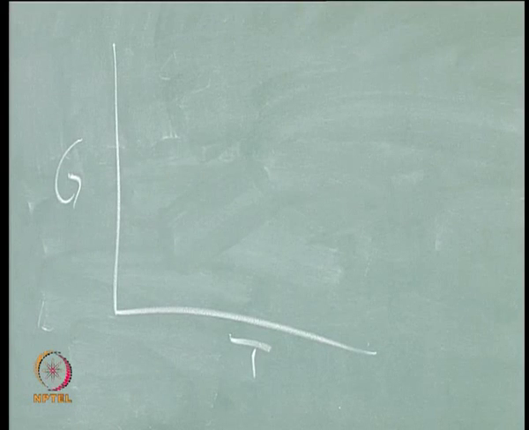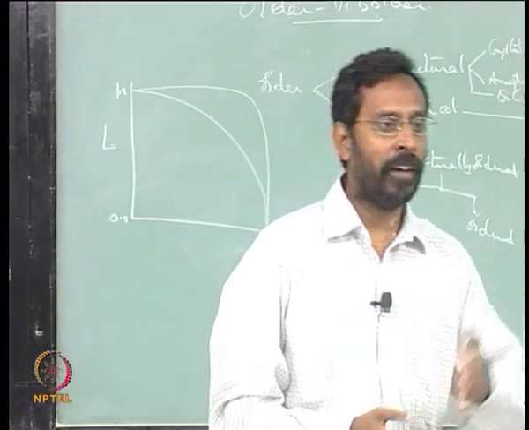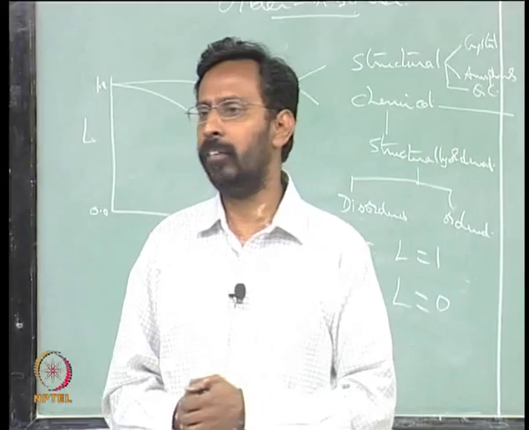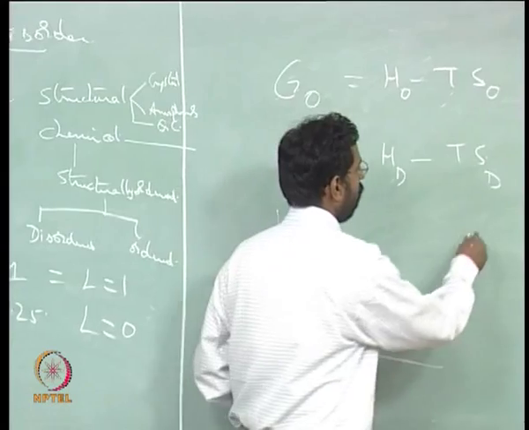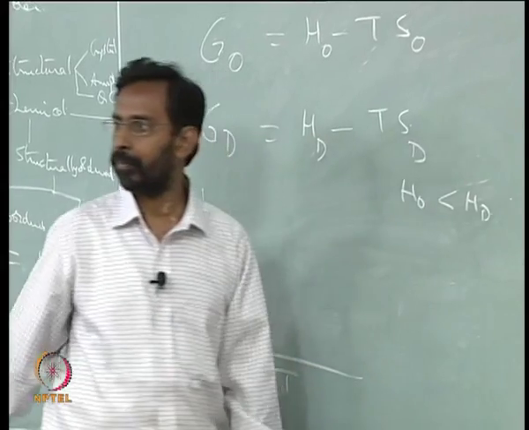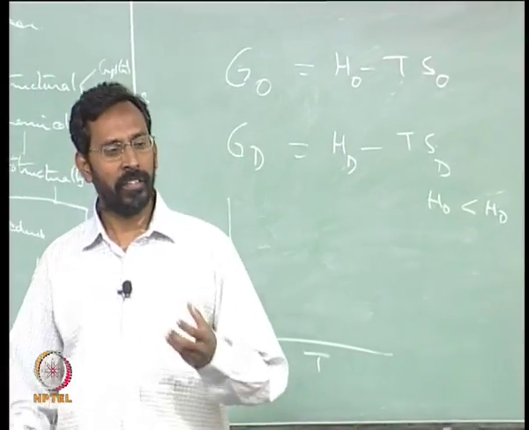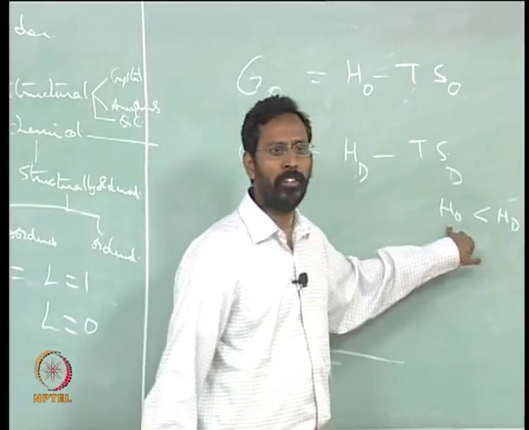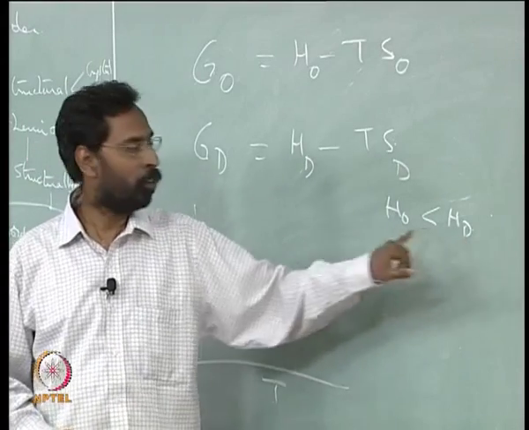Whenever we talk of an ordered structure A and B, when do you get an ordered structure? When omega is negative. Whenever omega is negative, whenever there is a strong attraction between A and B, you get an ordered structure. And so that means H of the ordered structure is always more negative than the H of the disordered structure. Disordered structure would not have the same bonding, so here in the ordered structure there is more attraction between A and B. So this is more negative than this, so this is less than that.